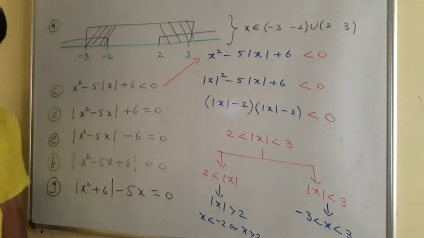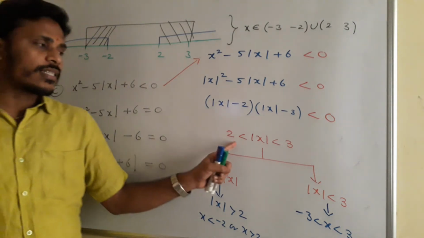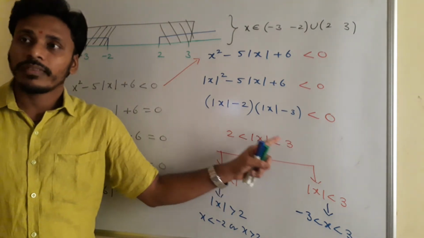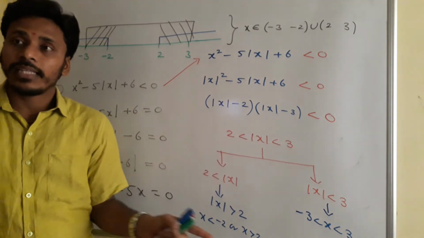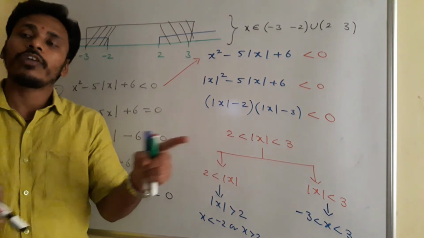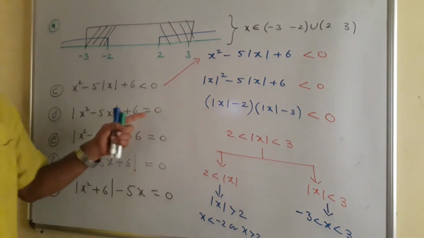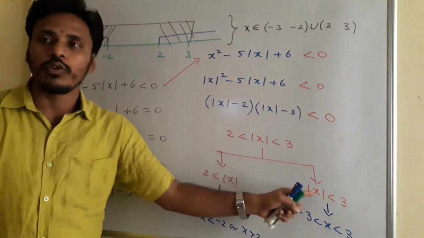Just analyze it. Okay. So if 2 is less than mod x which is less than 3, then what can you say about the values of x? The values of x are either in between 2 and 3 or in between minus 3 and minus 2. We arrive at that by analyzing it in two different cases.